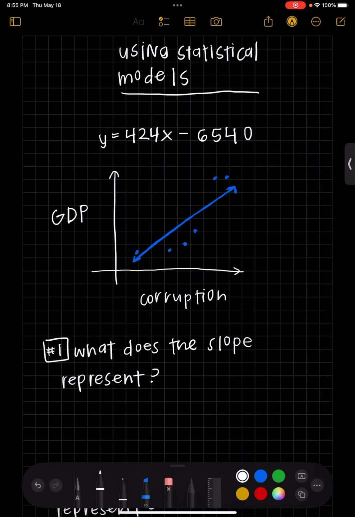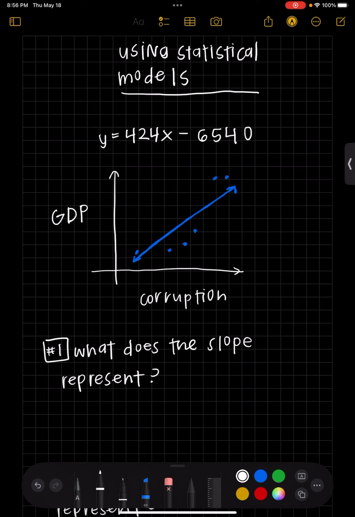Hi everyone, so this is the last video in this lesson and it's all about how to use statistical models. In the lesson, we talked about how to make scatter plots and how to determine if they're linear, quadratic, or exponential. We talked about the line of best fit, all of that. So now what we're going to do is put them to use by using them in word problems.